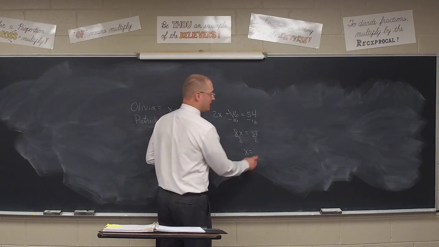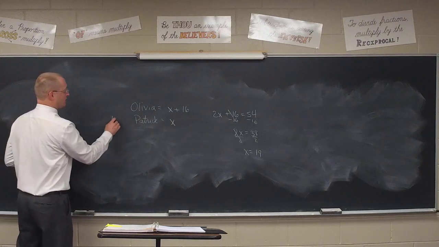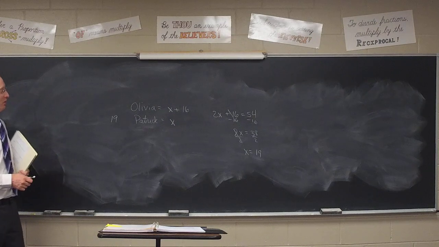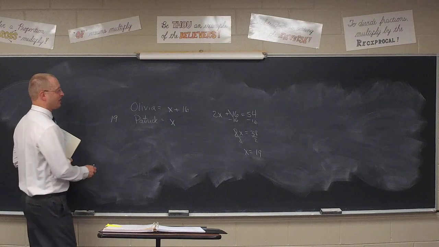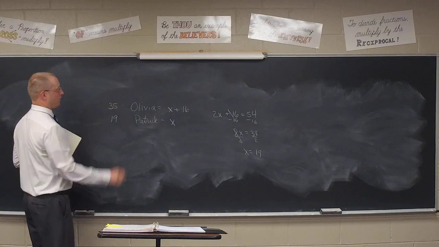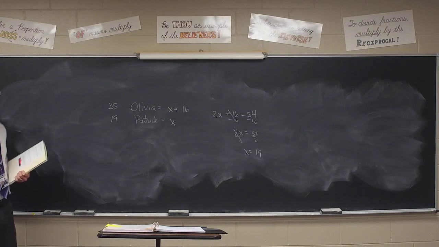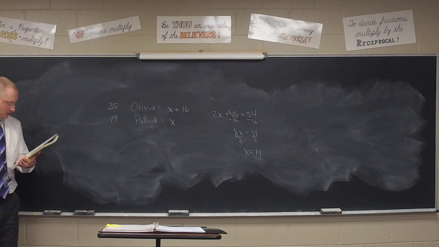Anyone? 19. Which means, who is 19, class? Patrick. Patrick's 19. Olivia is considerably older. She's an adult. Of course, technically Patrick's a young adult here, but how old is Olivia, class? 35. 35 years old, and there's the sum of their ages. All right, questions on this? How many had 35 for Olivia, 19 for Patrick? Questions. All right, take a look at number 12.